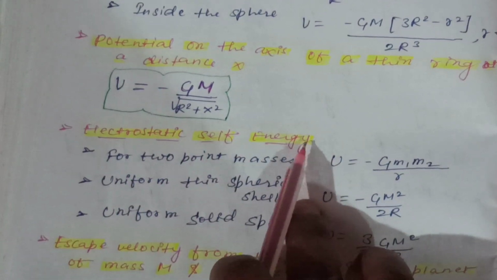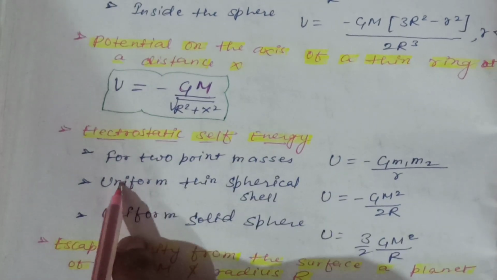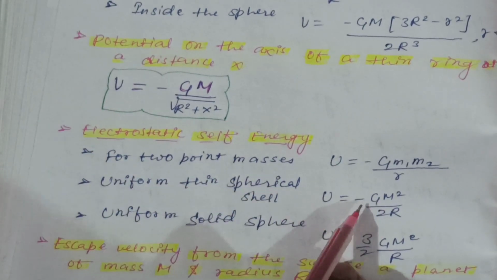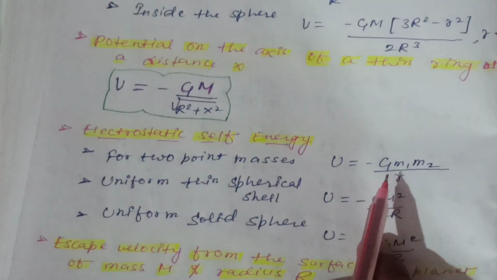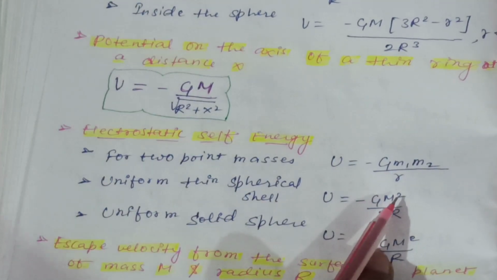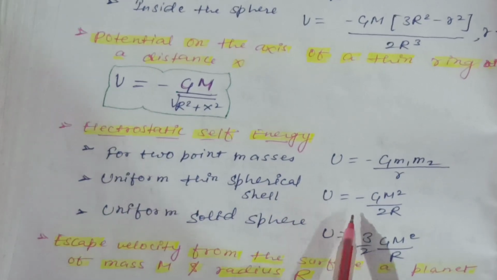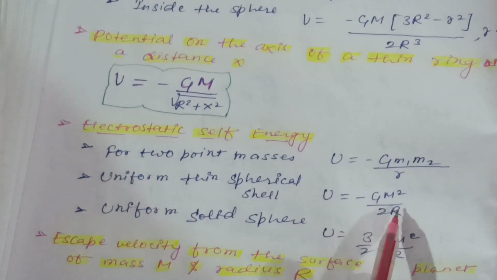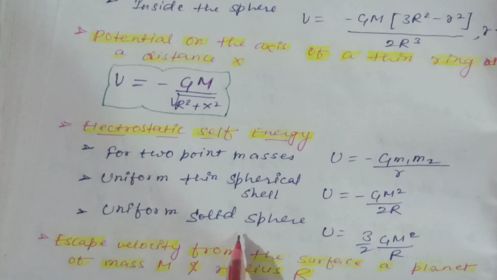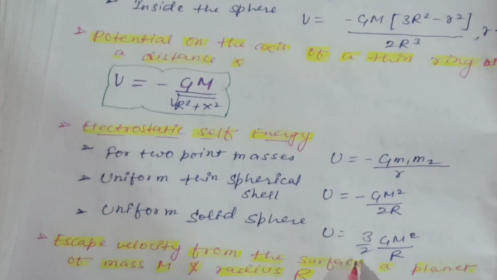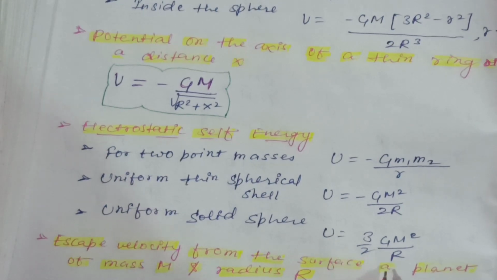Gravitational self energy for two point masses: U = −G m1 m2 / R. Uniform thin spherical shell: U = −GM²/2R. Uniform solid sphere: U = −(3/5) GM²/R.